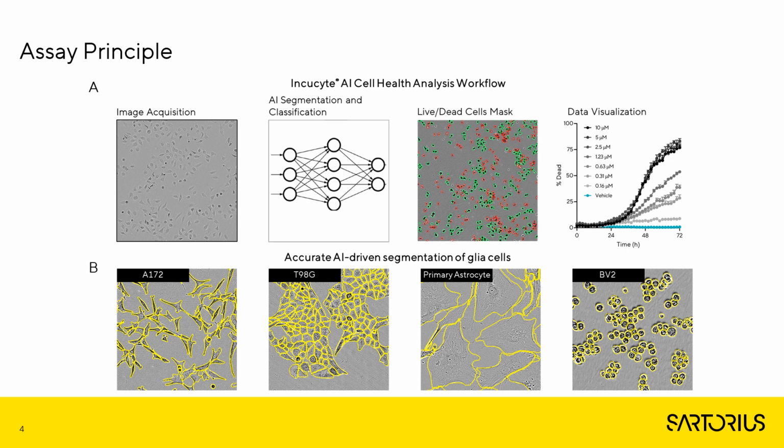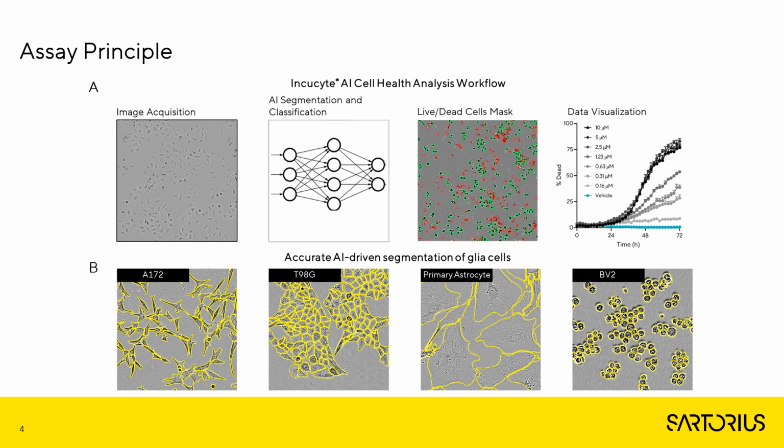Our newest image analysis module is the InKSight AI Cell Health Analysis. This software module needs very little user input, and the analysis is completely label-free, so we don't need any fluorescence dyes or reagents. This really minimizes any disruption to our cells. The workflow for this analysis is shown here.